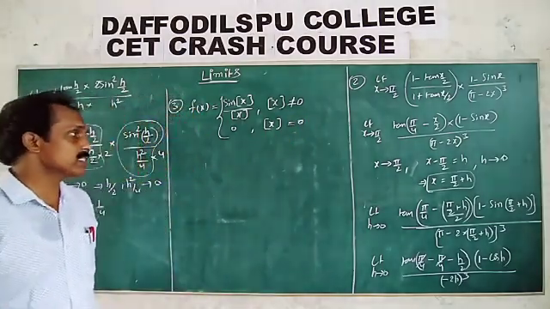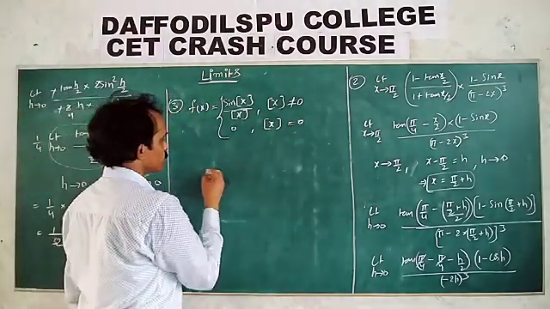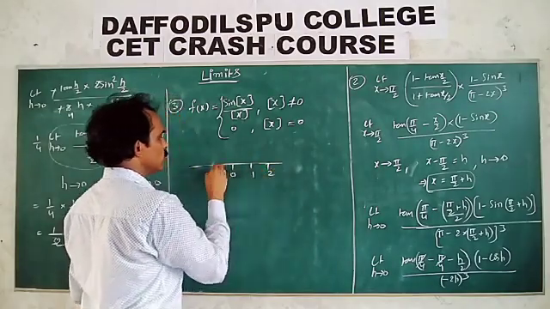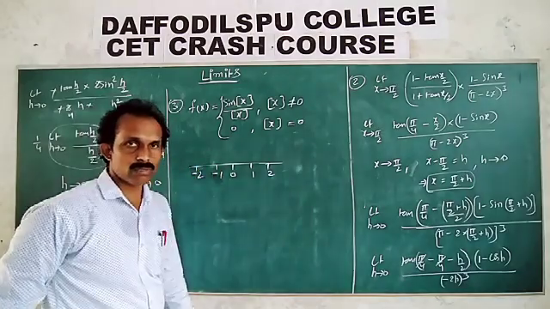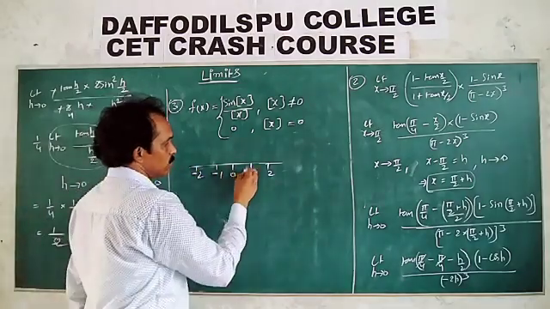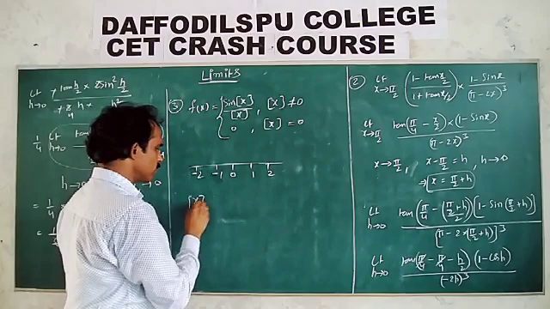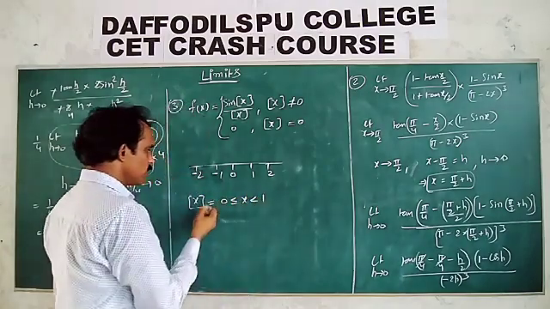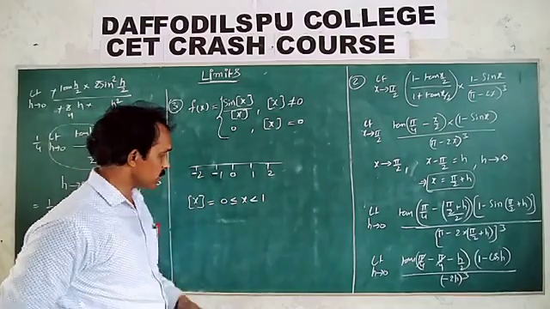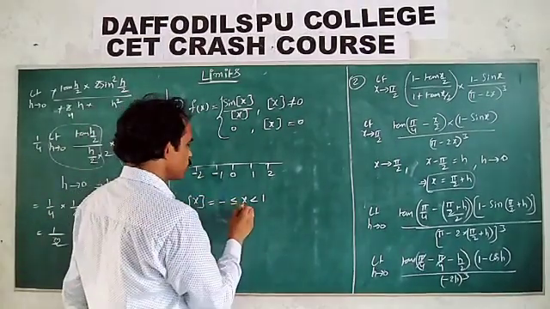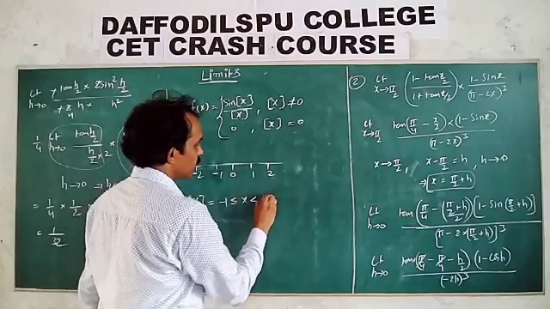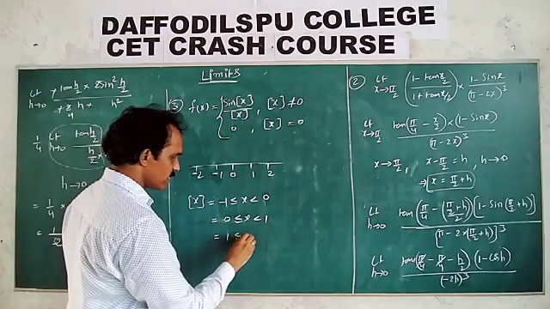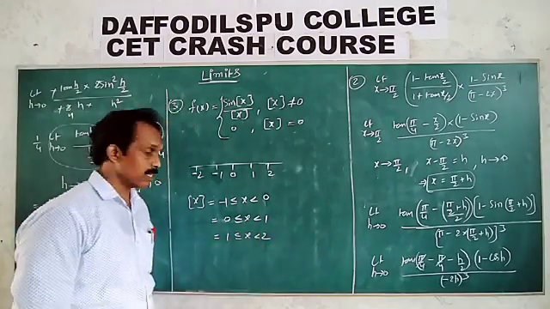What is the concept of greatest integer function? Suppose this is the number line: 0, 1, 2, minus 1, minus 2. For 0 less than or equal to x less than 1, the value is 0. Similarly, minus 1 less than or equal to x less than 0 gives minus 1, and 1 less than or equal to x less than 2 gives 1. Clear?